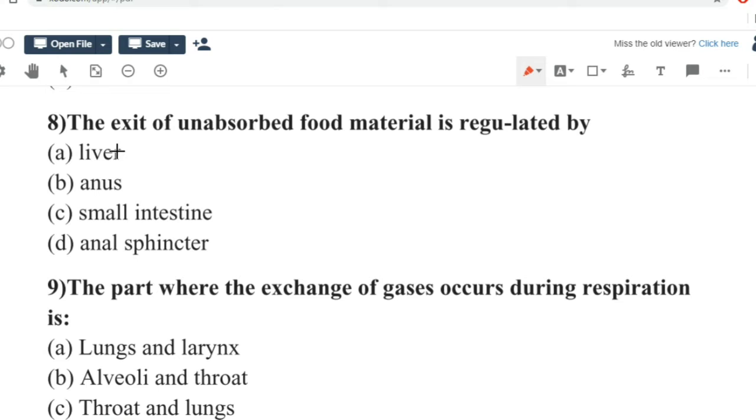Question number 8. The exit of unabsorbed food material is regulated by. So we all know that the entry of the food is through the mouth and the exit of the food material is through the anus. So the exit of the unabsorbed food material is regulated by the anal sphincter. Anal sphincter is a small valve-like muscle which is present near the anus and it helps in the regulation of the food material.